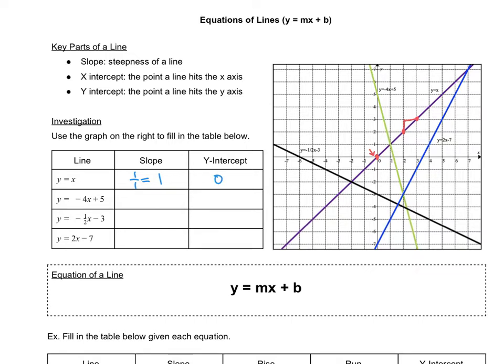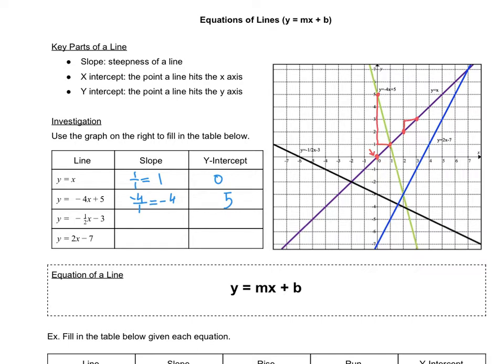Let's try the next one. y equals negative 4x plus 5. This is the green line. When I look at it, here's a nice key point, which is actually the y-intercept, which is 5, so I'll write that in. Another nice point is right here at 1, 1. So I'm going 1, 2, 3, 4 down and 1 to the right. So negative 4 over 1, which is negative 4.